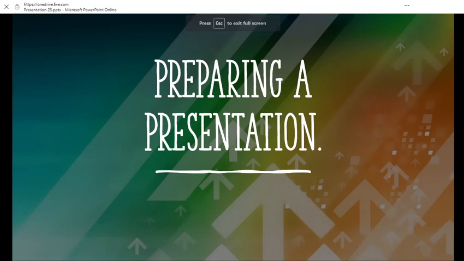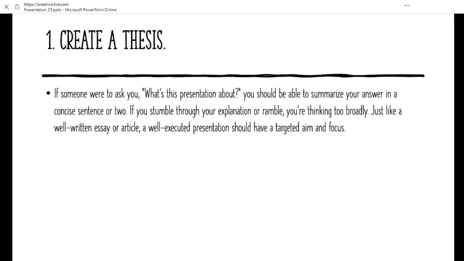Starting with a very important and essential chapter, preparing a presentation. Now, let's get started with how to prepare an effective presentation. We need to keep in mind very necessary points.